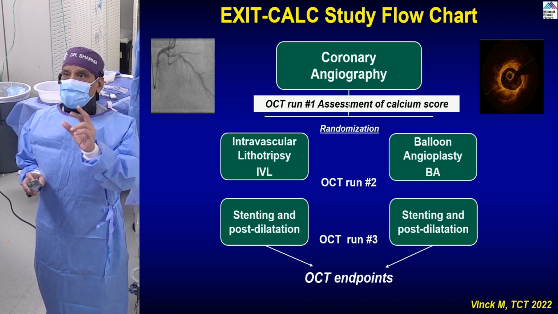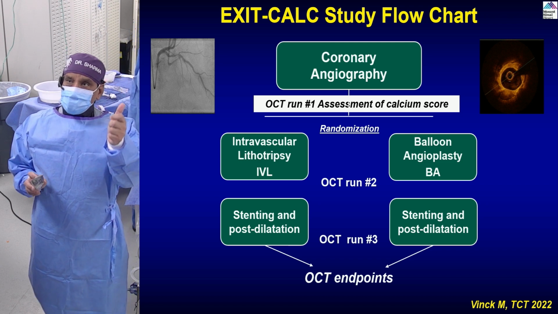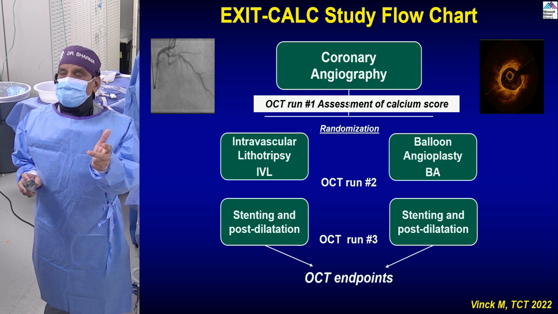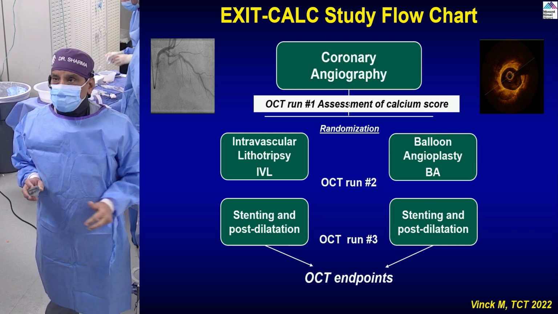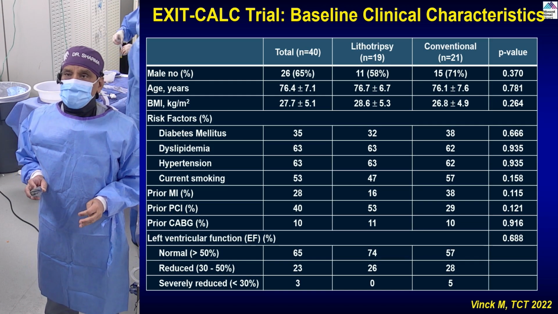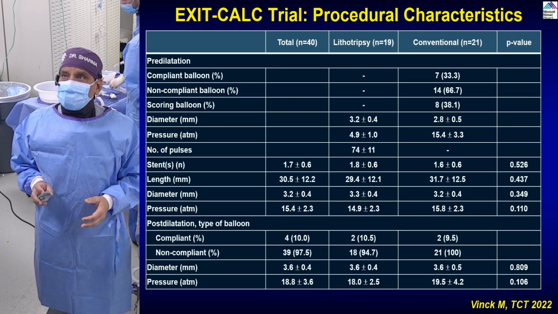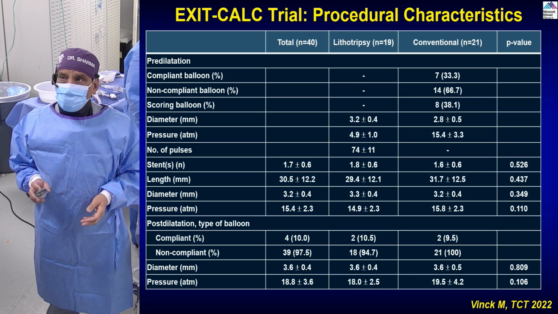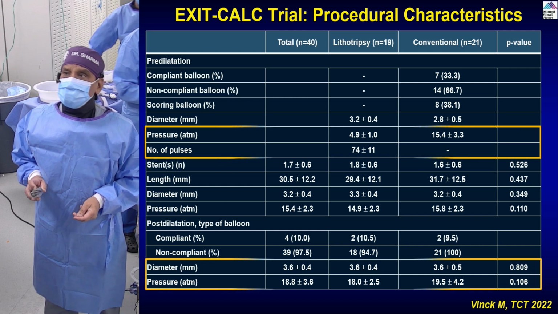So imaging was done at baseline, after the procedure device, and then the final run. And those were the OCT endpoints. So these are normal, no difference, basically a small study, about 40 patients. But there were a few things that were important.